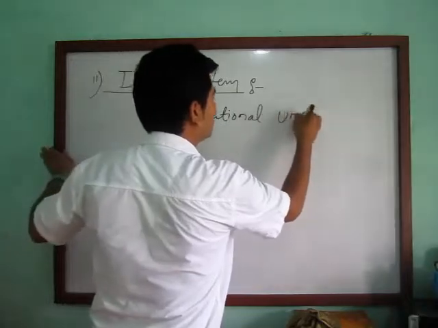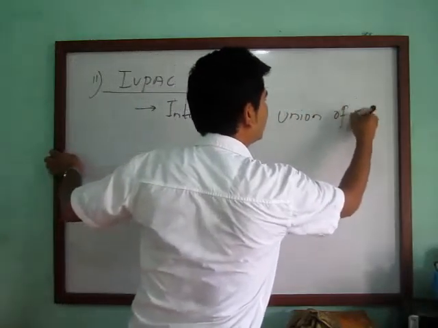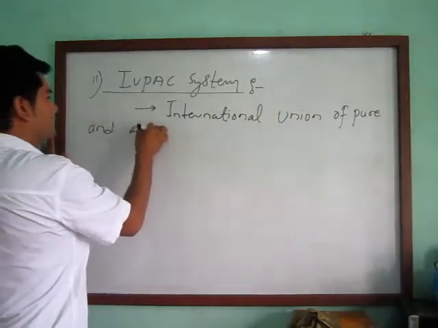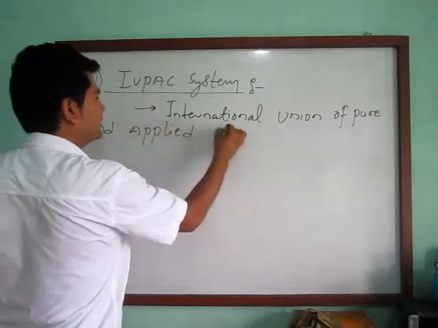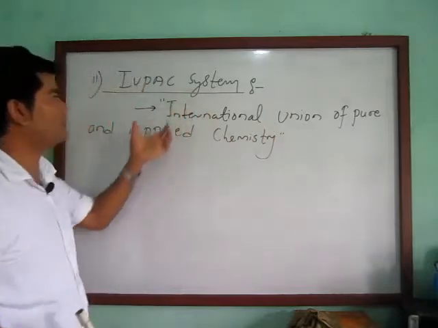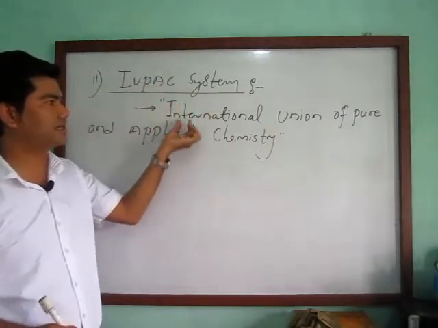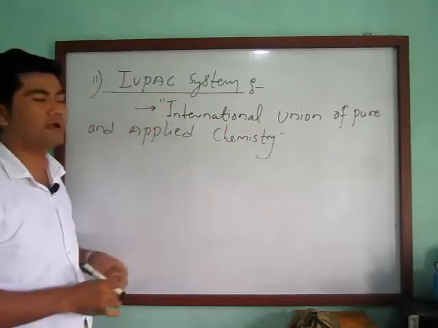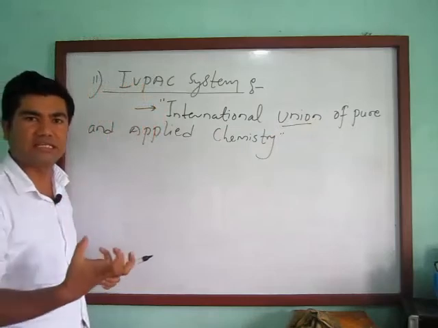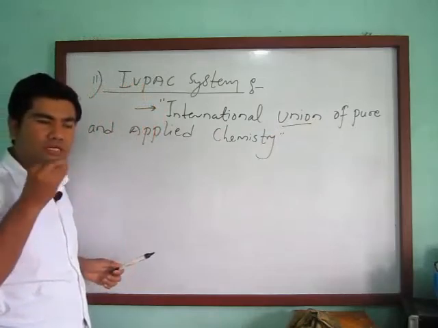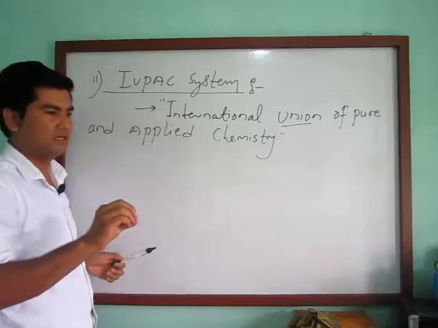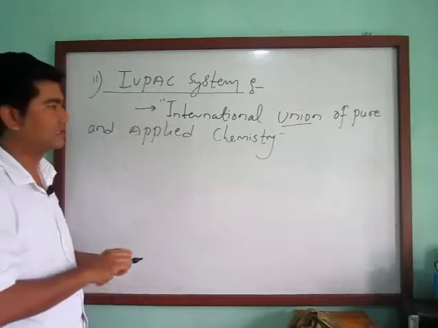The full form of IUPAC is the International Union of Pure and Applied Chemistry. So it is one union which gives the systematic scheme to name each of the organic compounds which are around us.